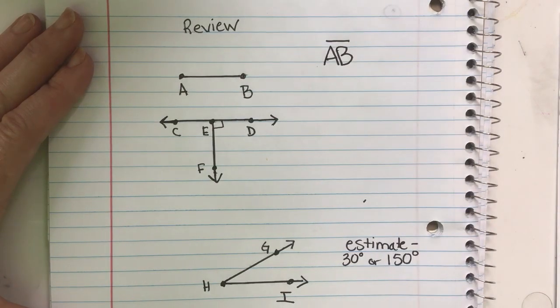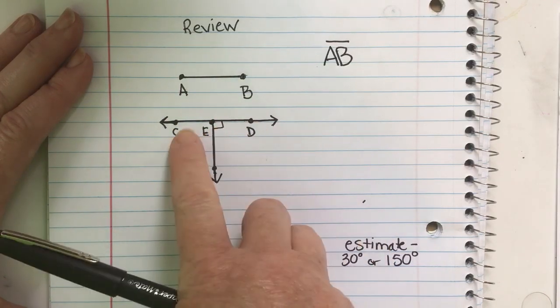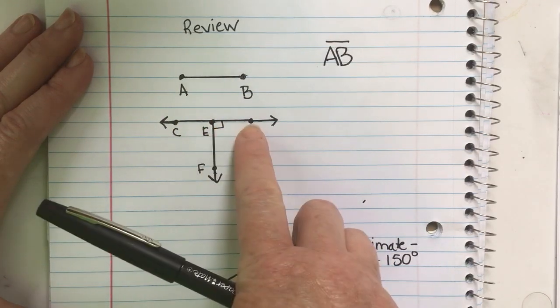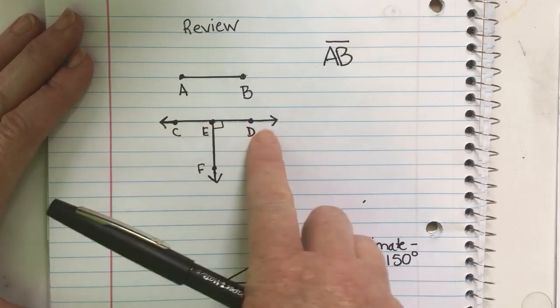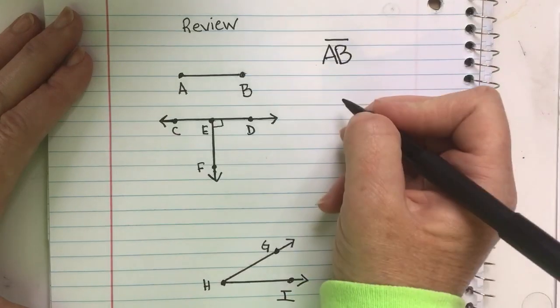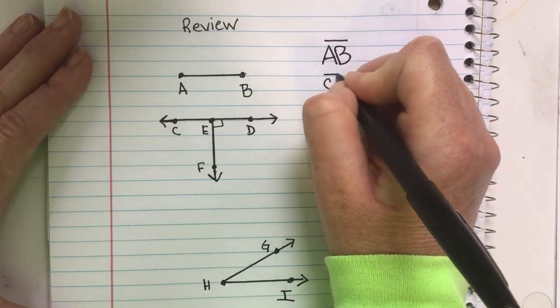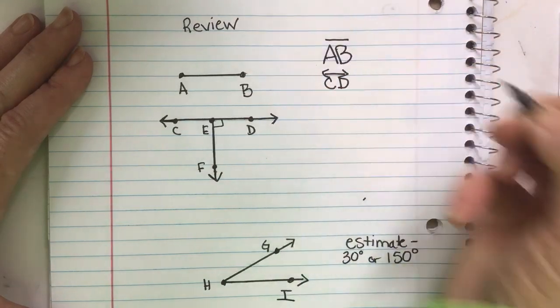Next, I'm going to look for a line. And so I see a line right here between C and D. I could also call it CE or ED or DC. A line can go in both directions. It has arrows on both ends. So I'm going to call that one line CD, and I'm going to put a line on the top with two arrows.